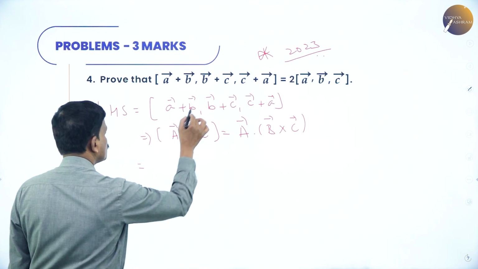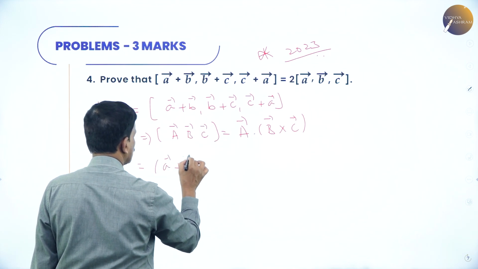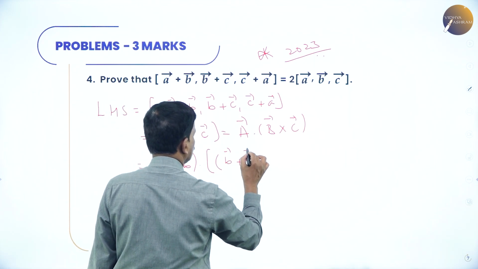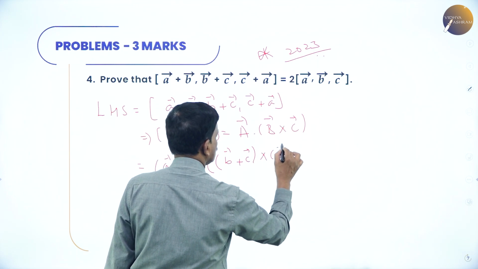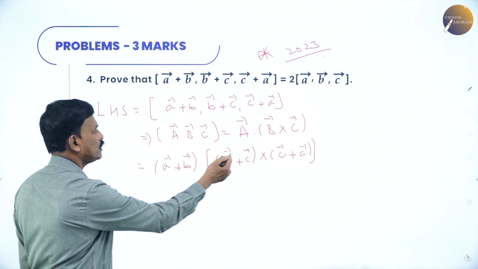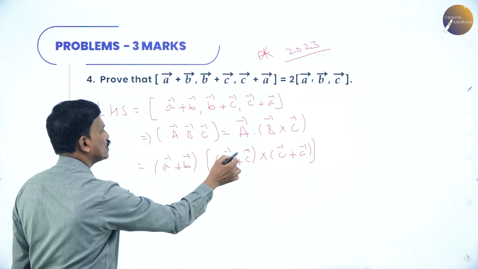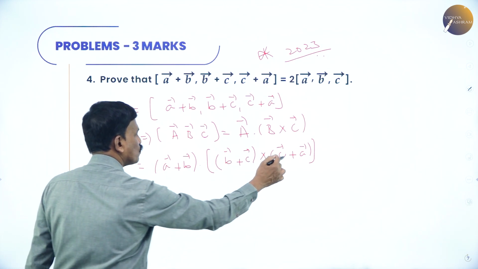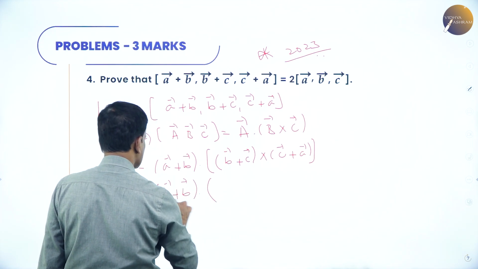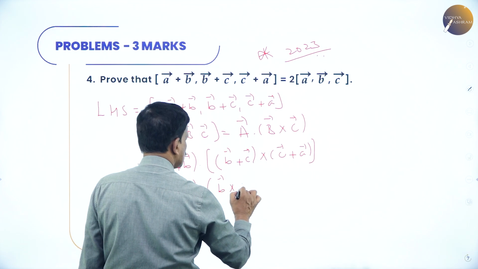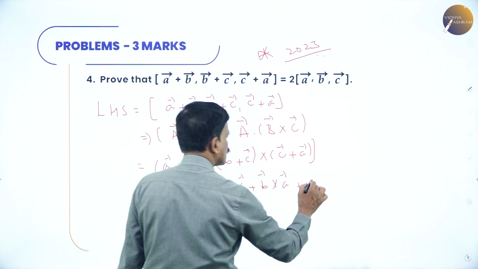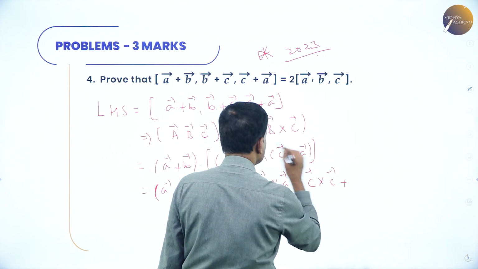So, if you apply the same concept, vector a plus b dot B cross C, where B cross C is nothing but vector b plus c cross c plus a. This is a very important step. See, A dot B cross C, b plus c cross c plus a. Just simplify these two values. So, this a plus b dot, as it is, simplify this: b cross c plus b cross a plus again c cross c plus c cross a.